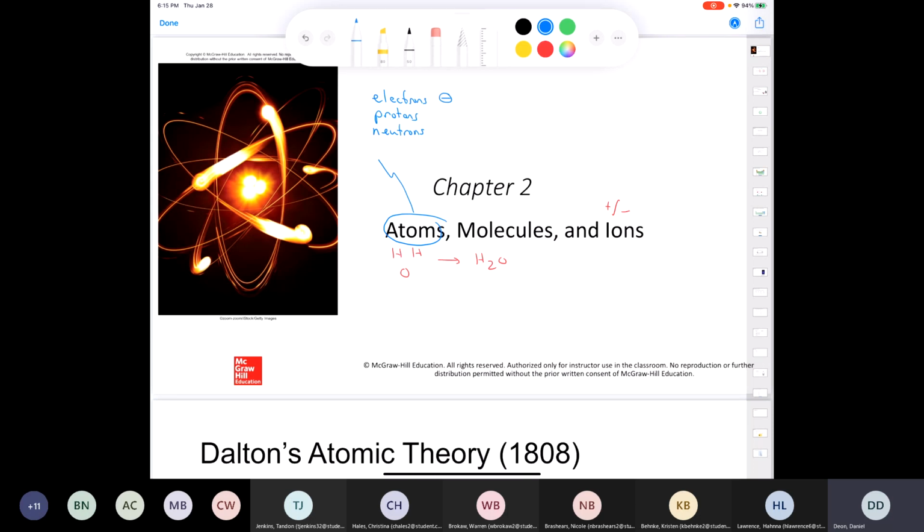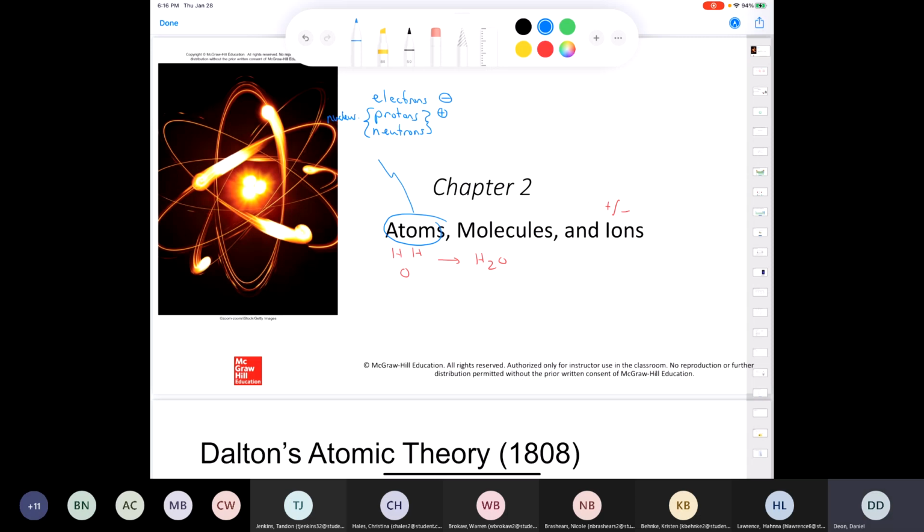Electrons reside on the periphery of an atom, whereas protons and neutrons exist on the inside of the atom, in the center of the atom, in something called the nucleus. So protons and neutrons are found inside the nucleus. Protons have a positive charge, and neutrons have no charge.